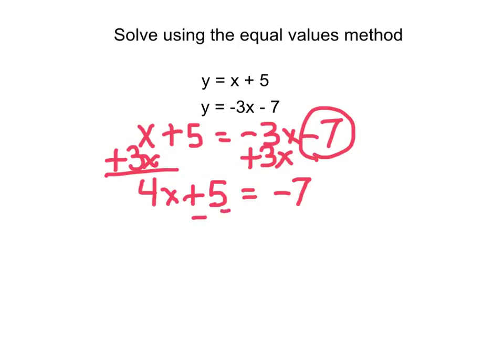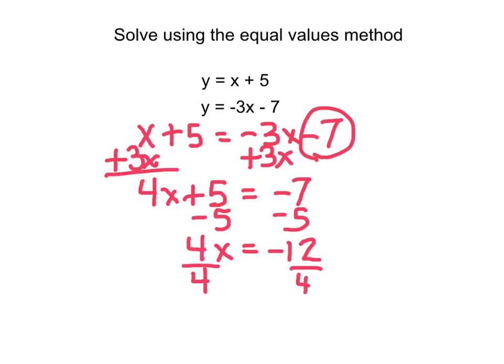Now subtract 5 from each side. So we get 4x equals, negative 7 minus 5, that's negative 12. And now divide both sides by 4. So we get x equals negative 3. But we're not quite finished.